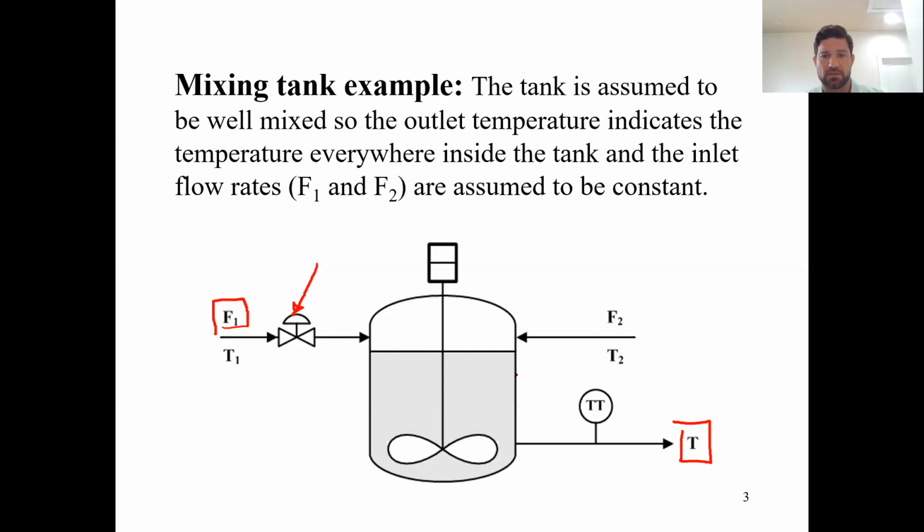The other things we can note: we're going to assume that in this case we keep the volume constant. If this were a real process, we might have a level controller that varied the outlet flow such that the total flow rate coming out is equal to F1 plus F2. So we're going to treat that as a constant.